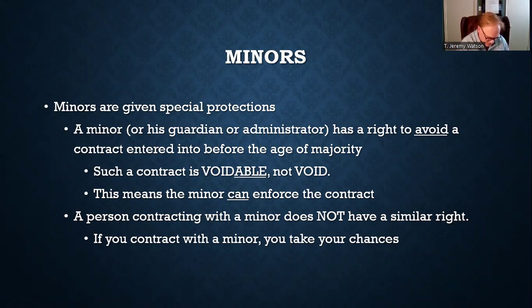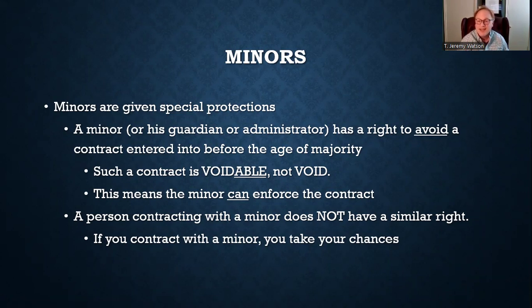And so if the deal turns out to be in the minor's best interest, then the minor can enforce the contract, or the guardian or the administrator can enforce the contract on behalf of the minor. The person who dealt with the minor does not have that same right. If you contract with a minor, you take your chances. You take your chances that the minor is actually going to pay off, or is going to decide that, yeah, this is in their best interest.